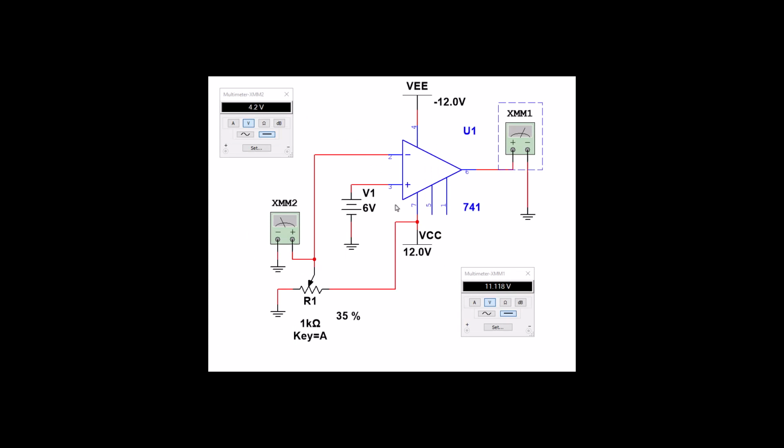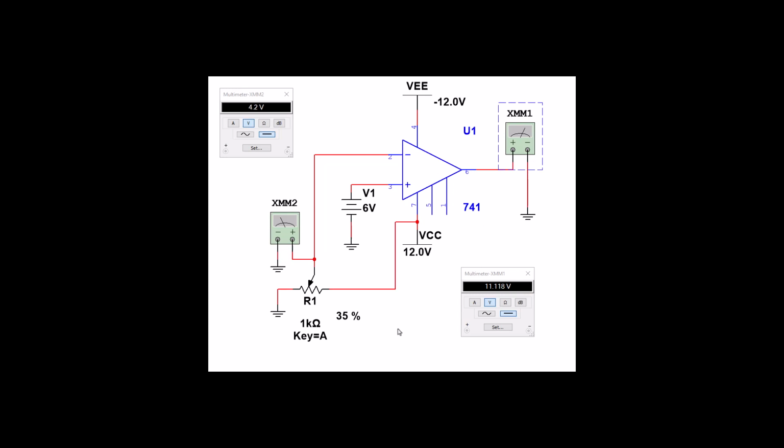We have a fixed 6 into our non-inverting, and we have 4.2 volts going into our inverting. Okay, and 6 is greater than 4.2, so we should drive this to the positive rail, and we did. 11.8 is close to the 12 volt power supply, which is correct.